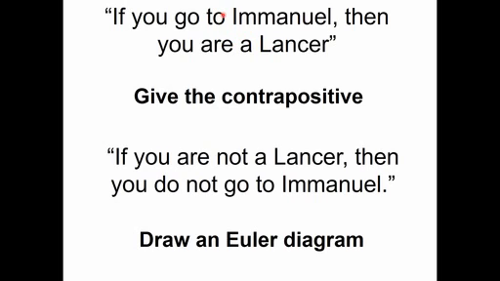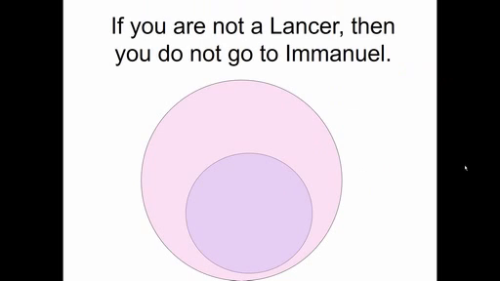Let's draw an Euler diagram for that. If you are not a Lancer, then you do not go to Manual. Can we use the same picture we started with? Does this work? Yeah. If you are not a Lancer, where could you put an X here? No, that would be being a Lancer, wouldn't it? So I need to erase that. That isn't right. Could I put an X here?